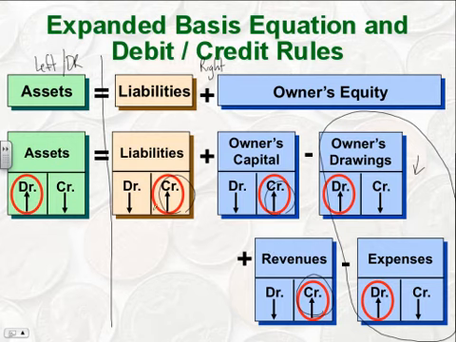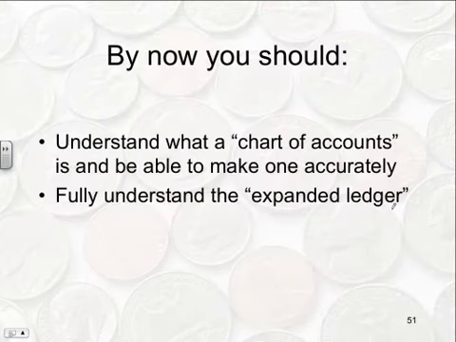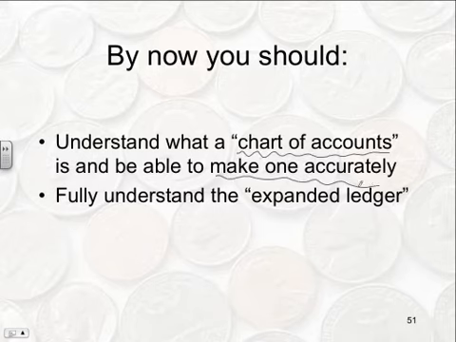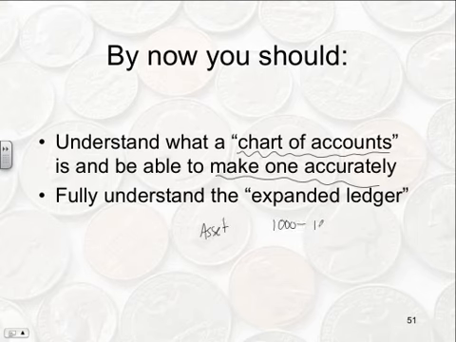But for now, our little rule of left and right side of the balance sheet, owner's equity accounts are usually on the right, so they go up on the right. However, drawings and expenses cause owner's equity to go down, so we will just debit them. Just remember that. That'll help you out. By now, you should be able to understand what a chart of accounts is and be able to make one accurately. Remember, assets start with 1, usually in the 1,000 series.